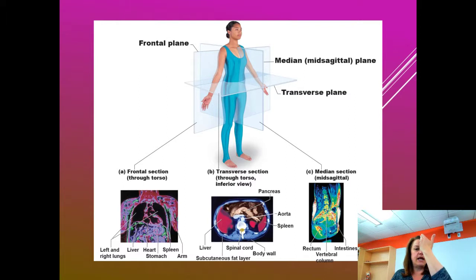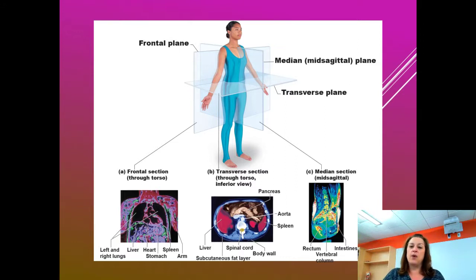Then we have the median plane. Median means you're going to cut the body into a left and right side. You can have it right on the mid-sagittal. You can do it to the left or to the right. And the medial plane is the one on the far right. Notice how it's a picture of the body from the side. You can see the spinal cord. You can see some of the organs.